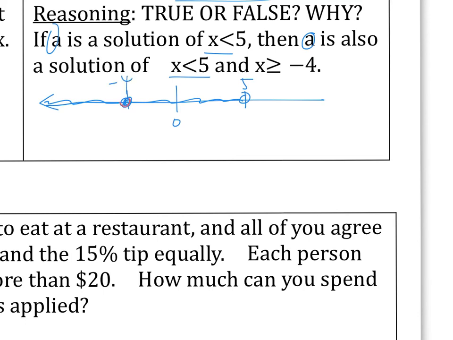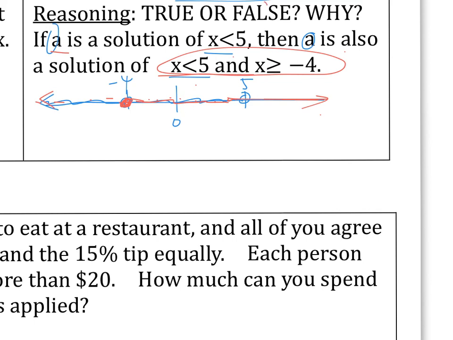will be everything to the right, and pass. Okay, and if A is a solution of x less than 5, meaning it's somewhere towards the left, then it's also a solution of both of these inequalities.